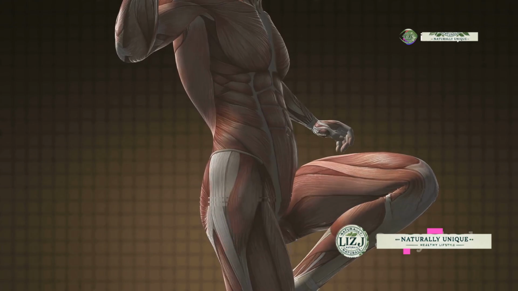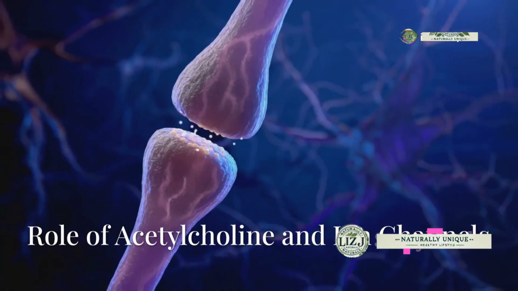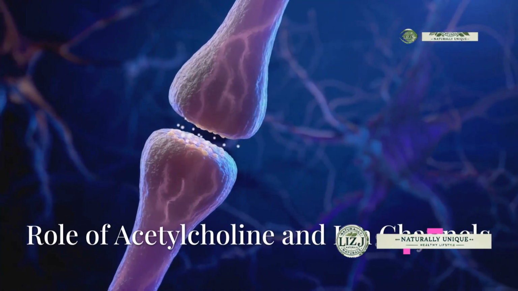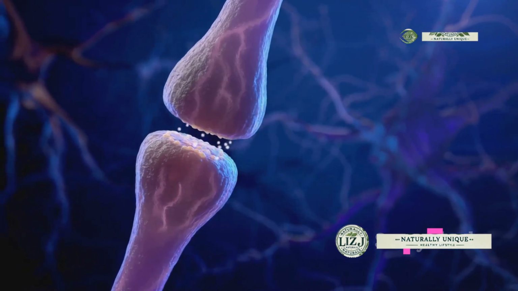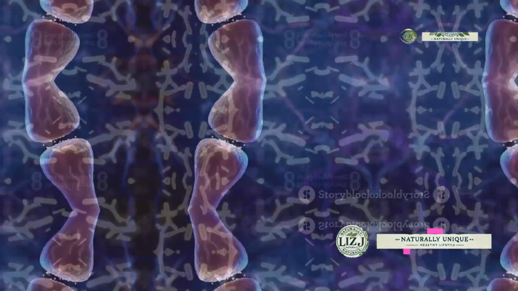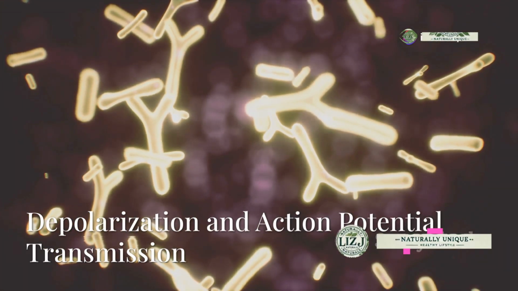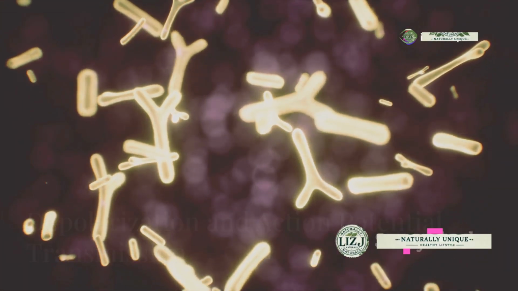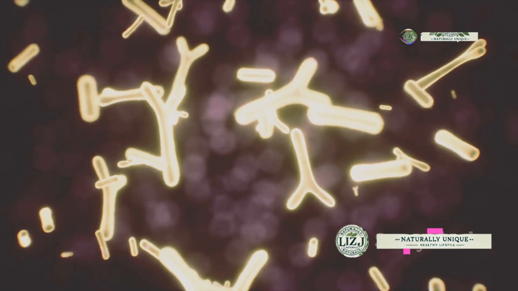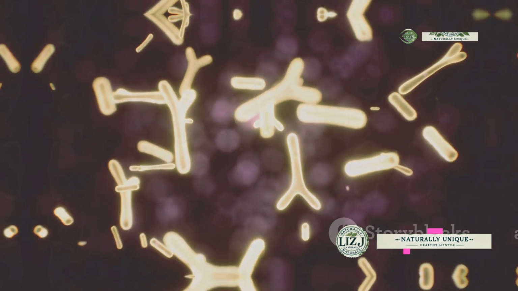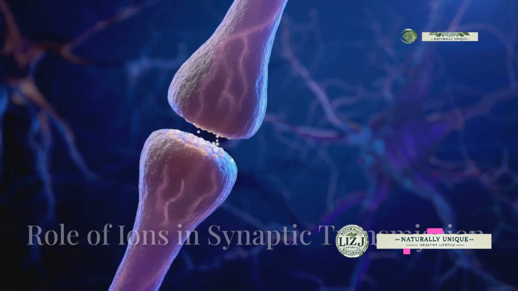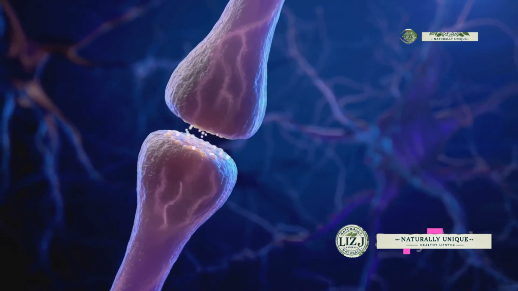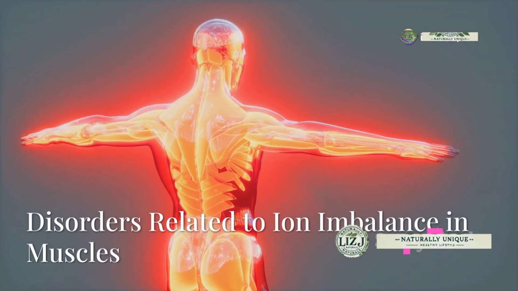Neuromuscular junction and ion activity. Acetylcholine, or ACh, binds to receptors, opening sodium channels to initiate muscle contraction. The resulting sodium influx leads to depolarization and action potential propagation. Calcium influx in nerve terminals triggers neurotransmitter release.